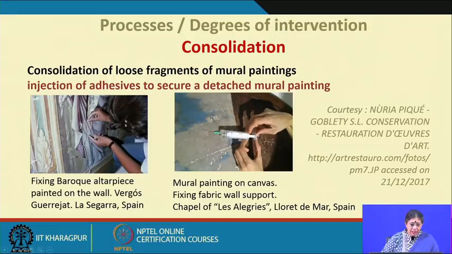In this case you can see that they are very carefully injecting an adhesive material so that fragments which have become detached can be attached back to the original surface. This is a Baroque altarpiece painted on a wall in Spain, and the second one is also in Spain, a mural painting on canvas, where they are fixing it up. A consolidant material is fixed to the original surface so that these loose particles are adhered to it. This is what we call consolidation.